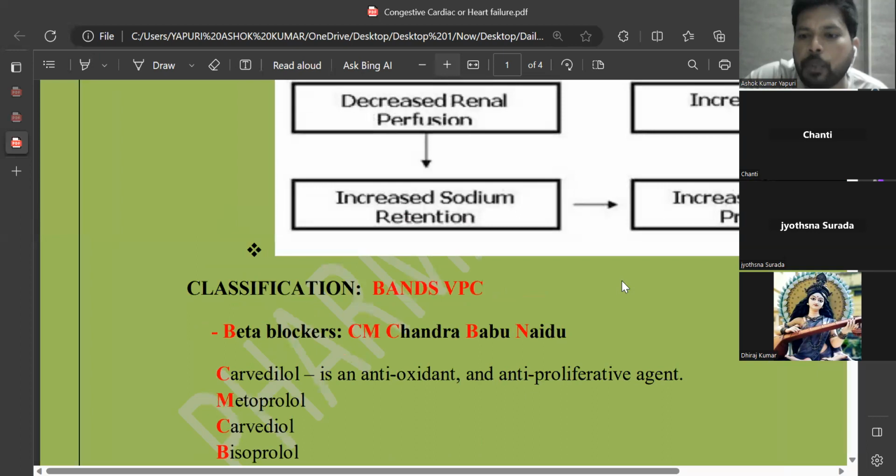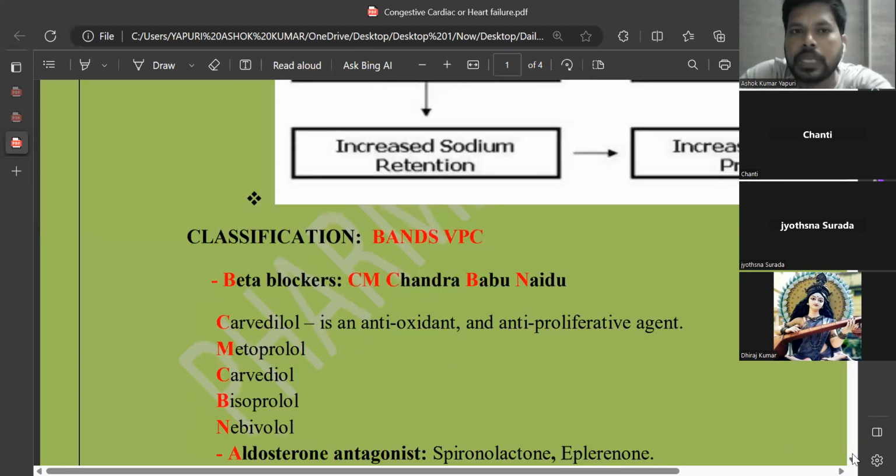Regarding pharmacology, the interesting thing I always make is mnemonics.